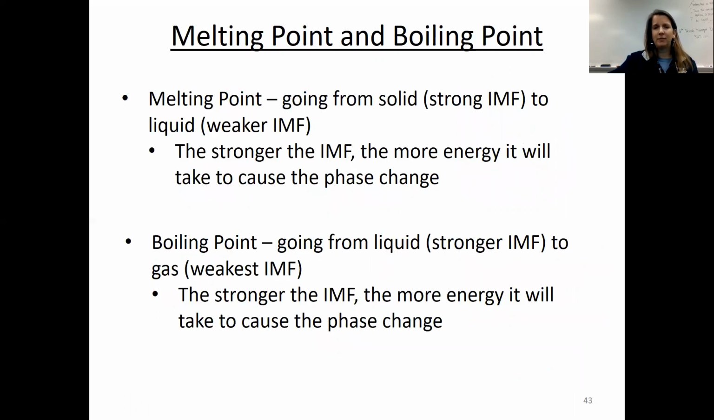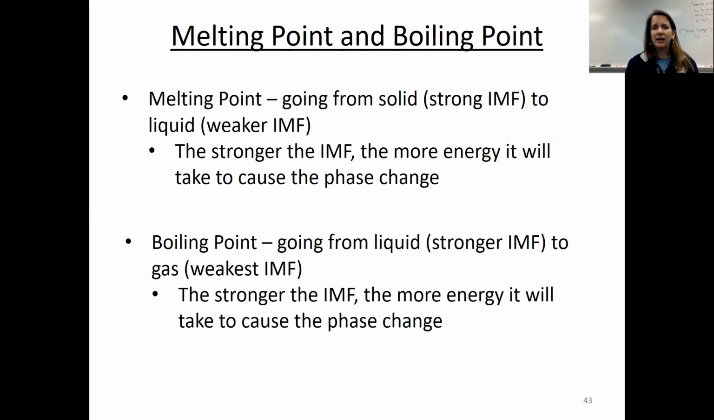Melting point and boiling point. We've already talked a little bit about this during that metallic bonding. Melting point, as we know, is going from a solid to a liquid. Boiling point, we know, is going from a liquid to a gas. So in both of those cases, solid to liquid or liquid to gas, you're going from a stronger intermolecular force to a weaker intermolecular force. So you have to put energy in order to weaken those intermolecular forces and get the particles to separate to form that other state of matter.